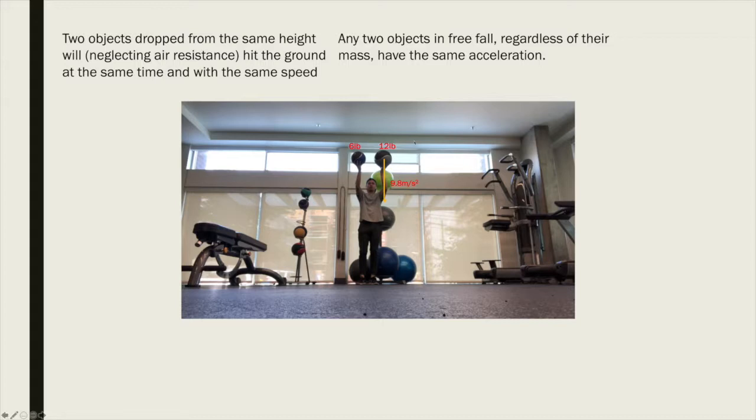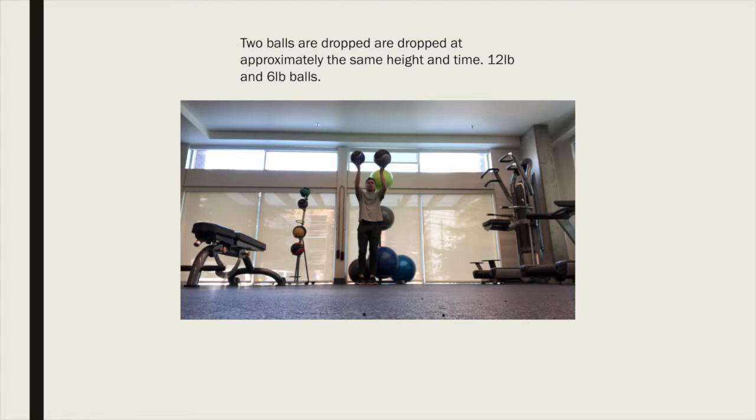Again, some notes here. So the ball on the left is a 6-pound ball, and the ball on the right is a 12-pound ball. So basically, the other ball is twice the mass of the other. So we'll go ahead and play a video of this. So again, these two balls are dropped at approximately the same height and at the same time, and the two balls' mass is very different from each other, one being 6 and one being 12. So we'll go ahead and play it.